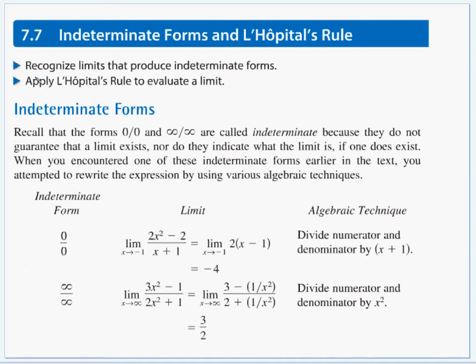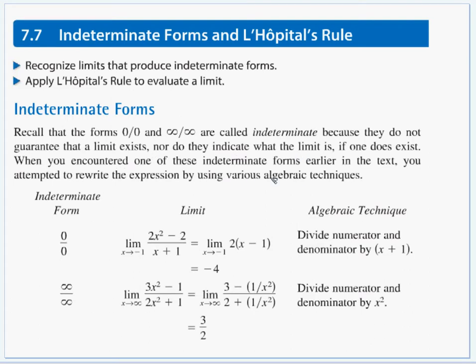So here we've got 2 bullet points. Recognize limits that produce these indeterminate forms and apply L'Hopital's rule to evaluate a limit. And it says, recall that the forms 0 divided by 0 and infinity over infinity are called indeterminate because they do not guarantee that a limit exists, nor do they indicate what the limit is, if one exists at all.